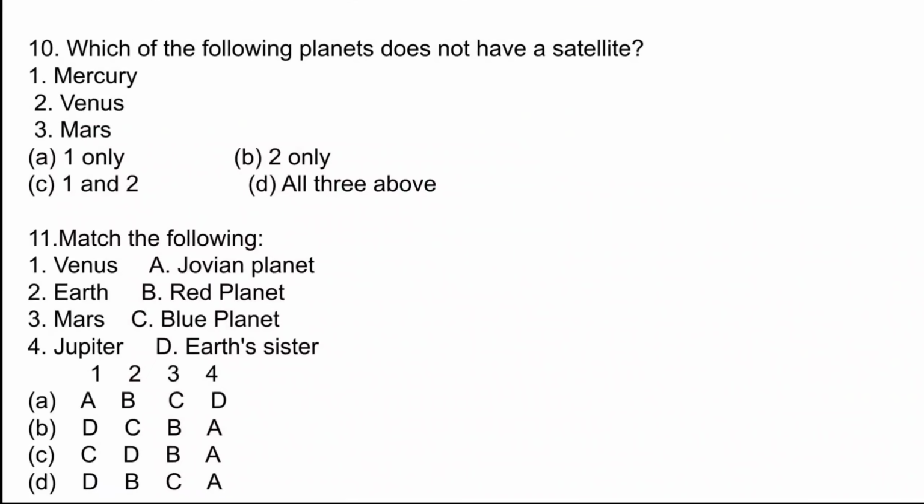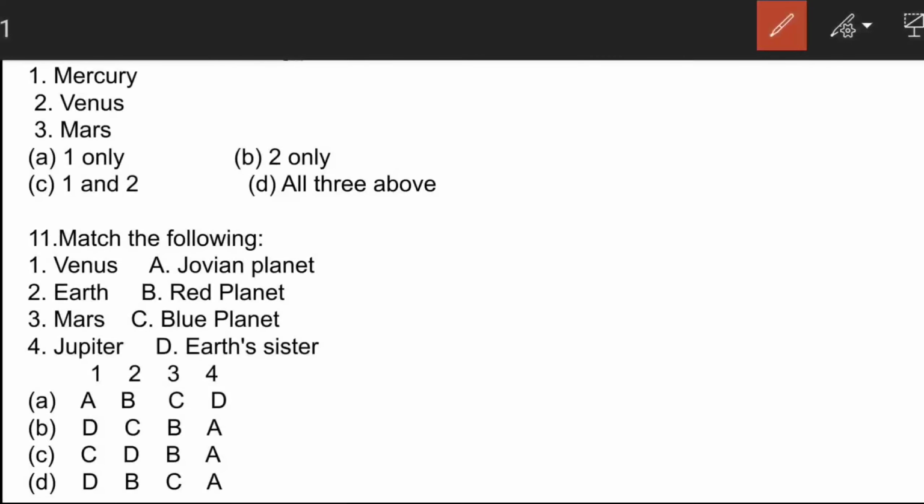The next question is, which of the following planets does not have a satellite? Here the correct answer will be C. Mars has a satellite. Mercury and Venus do not have.